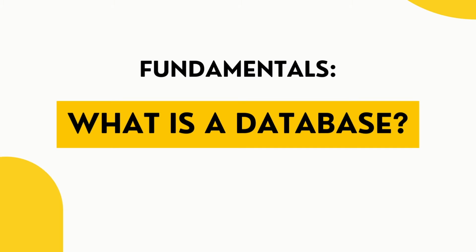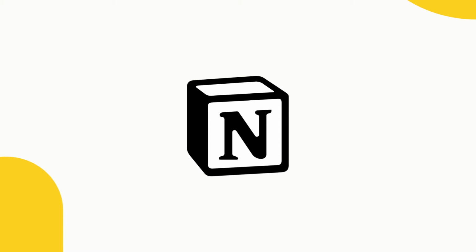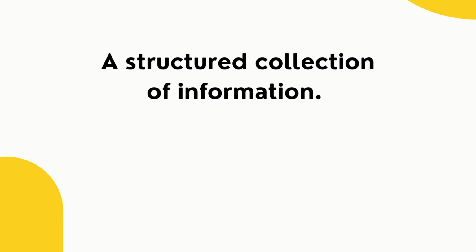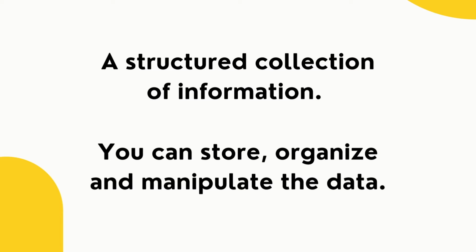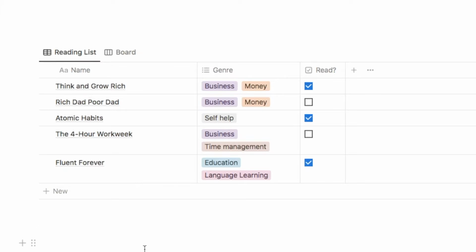What is a database? In the context of Notion, a database is a structured collection of information. You can store, organize, and even manipulate the data as you please. Here's a really simple database that I created to track books that I'm reading in Notion. As you can see, in the first column we have the name of the book, in this column we have the genre of the book, and in this column we have a checkbox that I can simply check off once I have read the book.